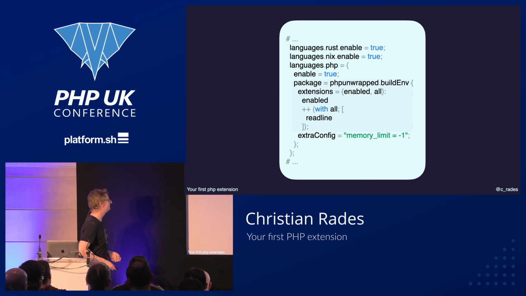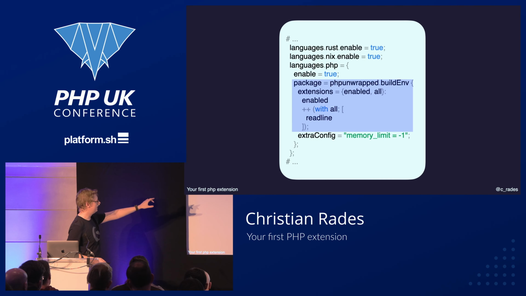Also, what we then do is we will add the extensions. So you can define an arbitrary set of extensions from all the possible extensions. But for this example, I just need readline because I developed this together with a REPL, and for the REPL you need the readline extension. Also, you can add custom PHP configuration. This will end up in your conf files, or in your ini files. And yeah, I'm just setting the memory limit to -1 because who doesn't do it?